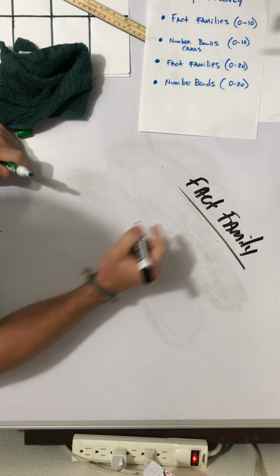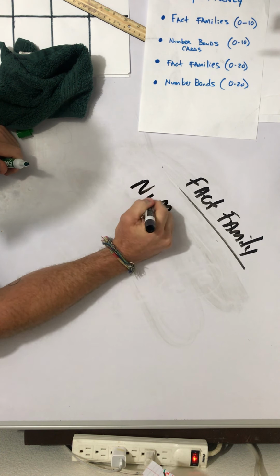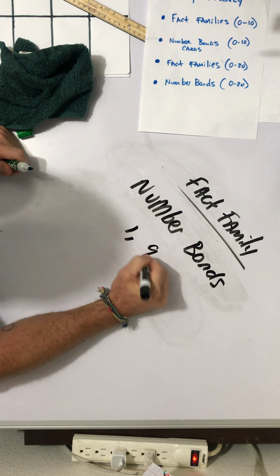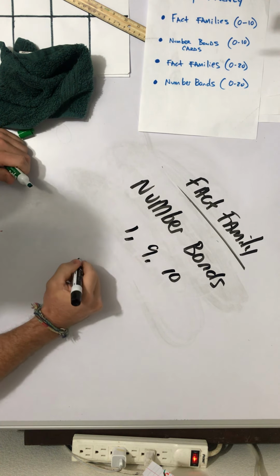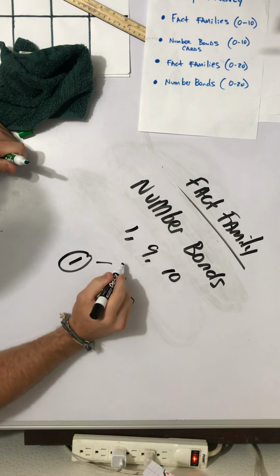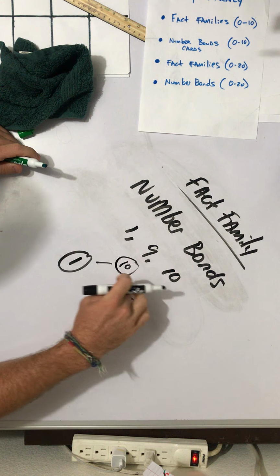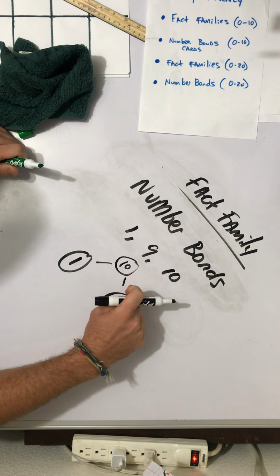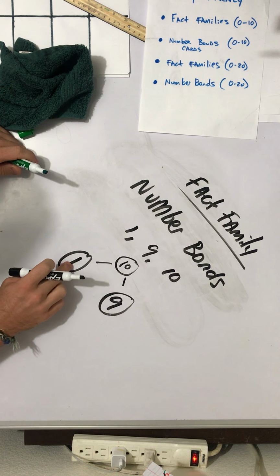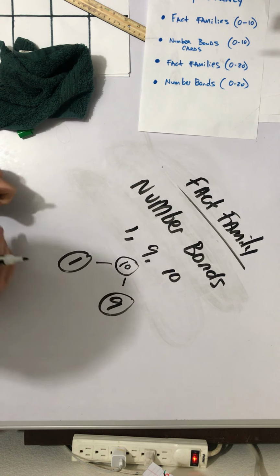The number bonds, we use the same numbers. Number bonds. We're going to use the same numbers, just in a number bond, so it looks like this. One of the parts is a 1, one of the parts is a 9, and the whole would be 10. So I could go 10 minus 1 equals 9, 10 minus 9 equals 1, 1 plus 9 equals 10, or 9 plus 1 equals 10. So it's the same numbers, just forming in a number bond.